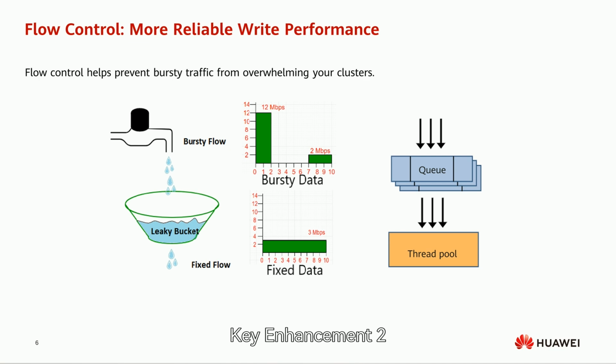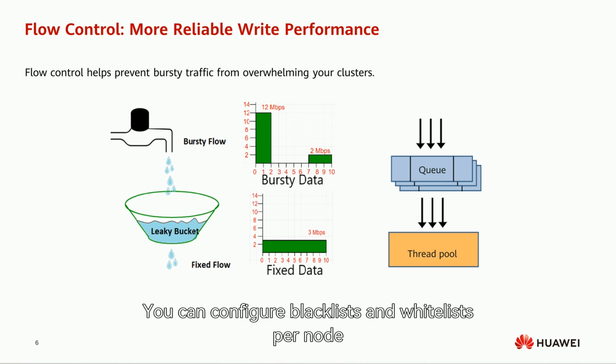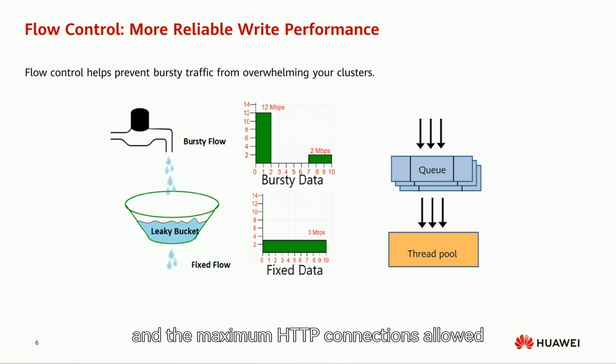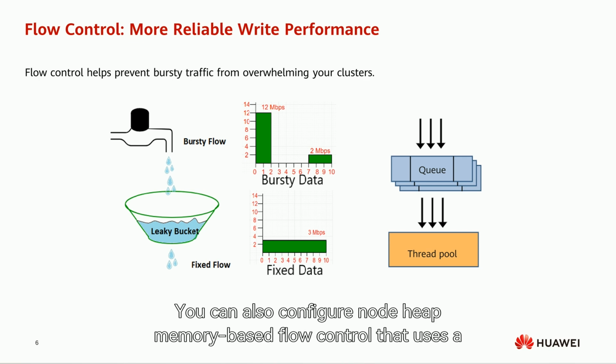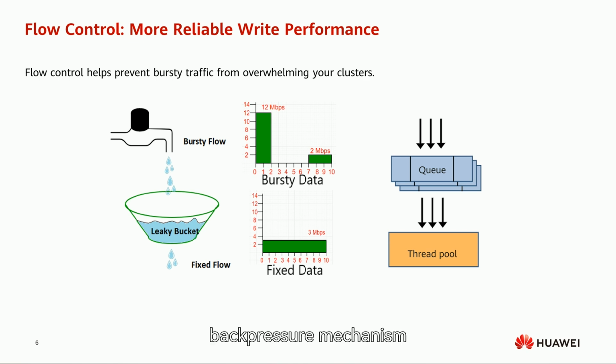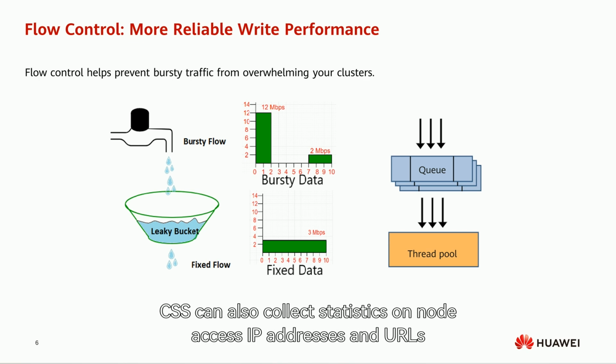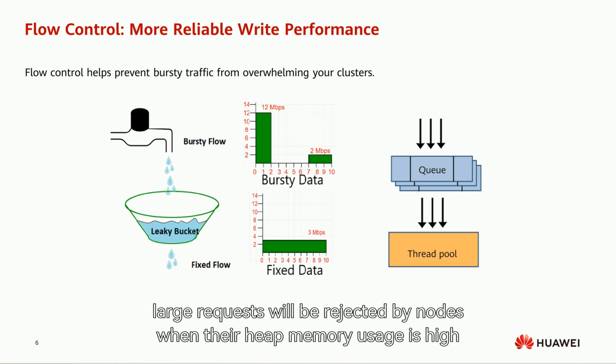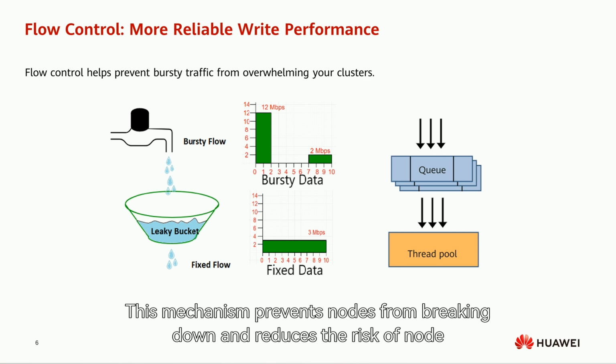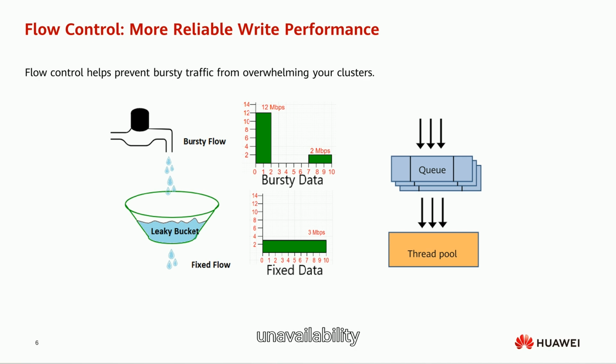Key Enhancement 2. Flow control. Flow control applies to individual nodes. You can configure blacklists and whitelists per node, the maximum concurrent HTTP connections allowed, and the maximum HTTP connections allowed. You can also configure node heap memory-based flow control that uses a back pressure mechanism or one-click traffic blocking. CSS can also collect statistics on node access IP addresses and URLs. When back pressure is enabled, large requests will be rejected by nodes when their heap memory usage is high. This mechanism prevents nodes from breaking down and reduces the risk of node unavailability.